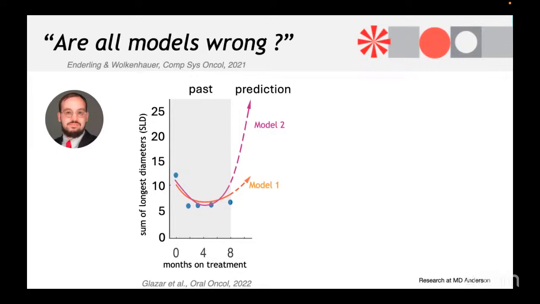So here are 2 models, model 1 and model 2. They make completely different predictions. And here is the data at the next imaging. Which model was better? Who thinks model 1 was better?